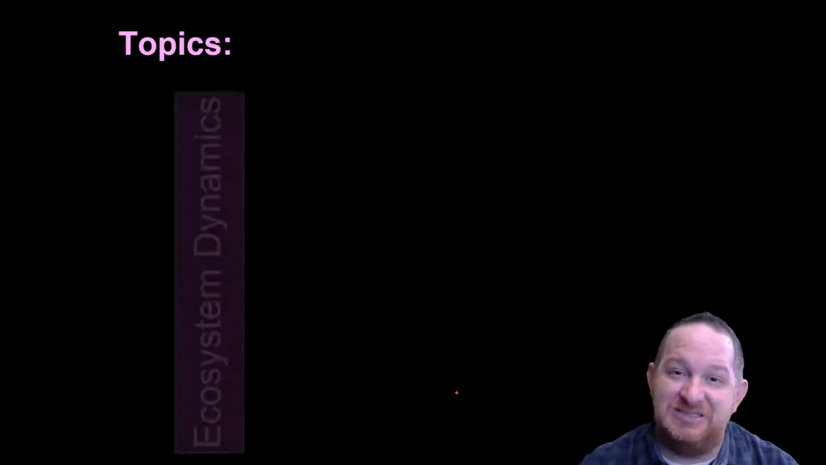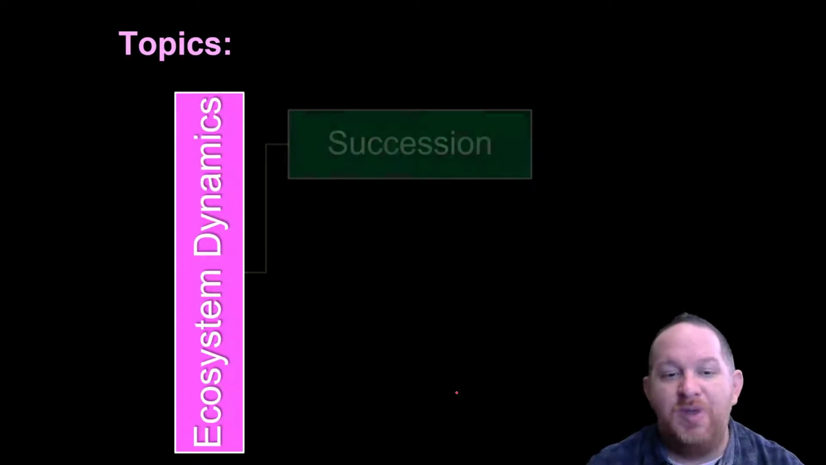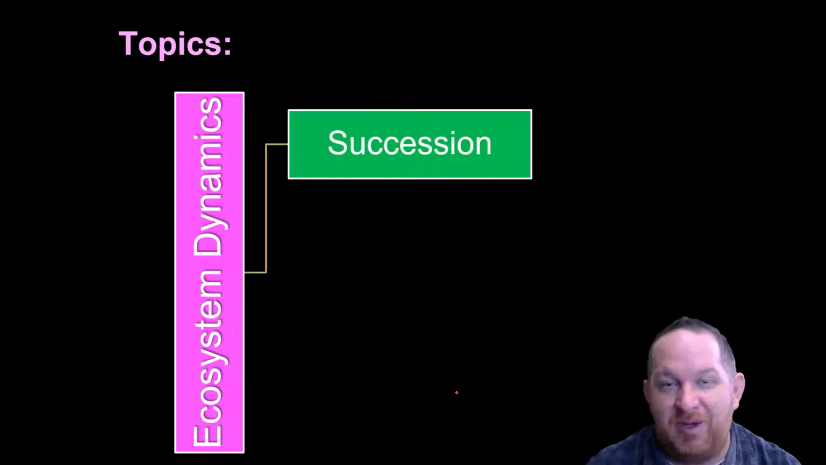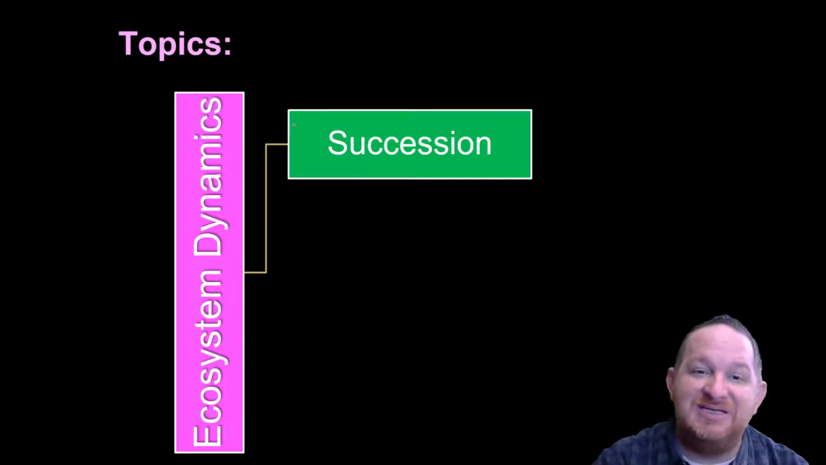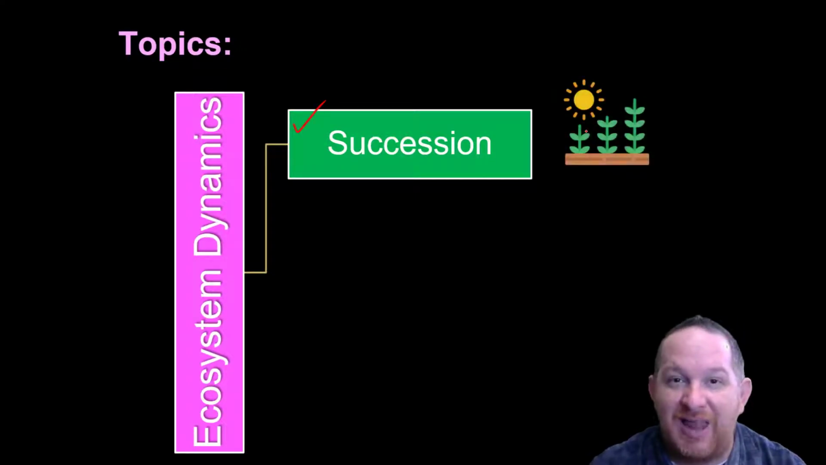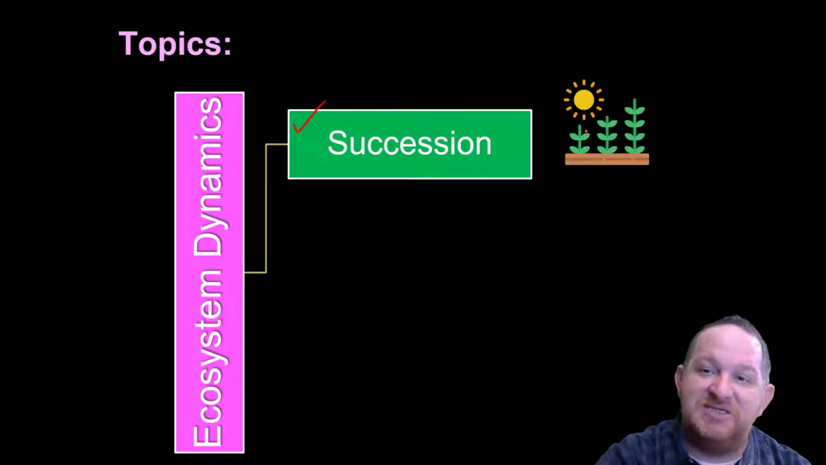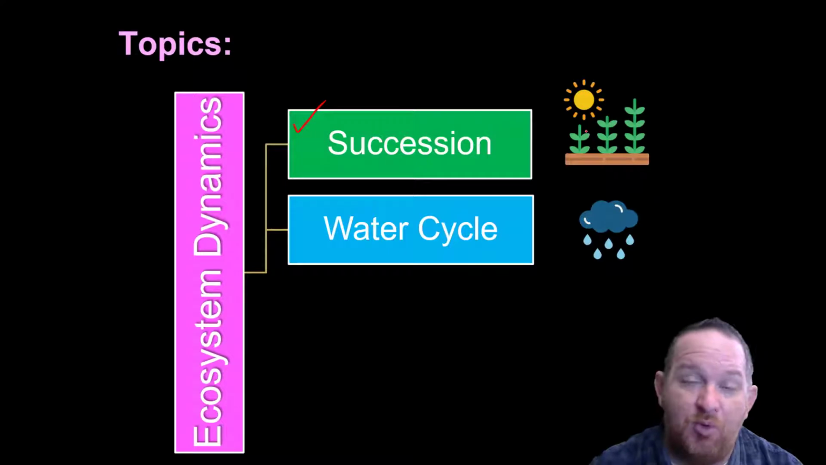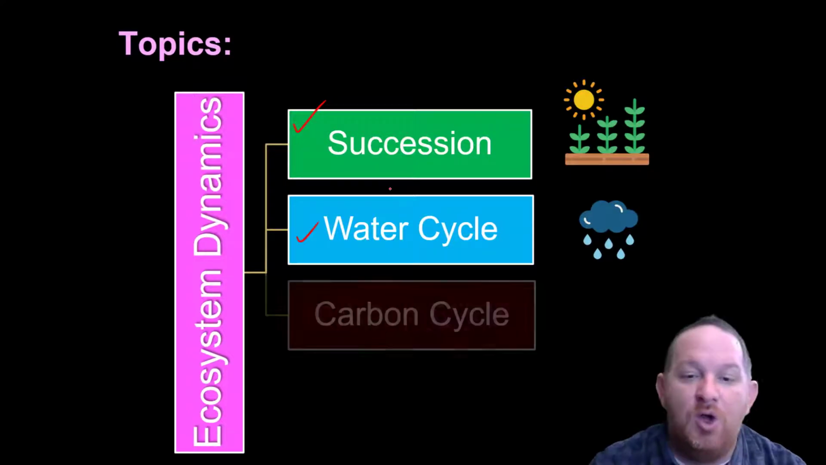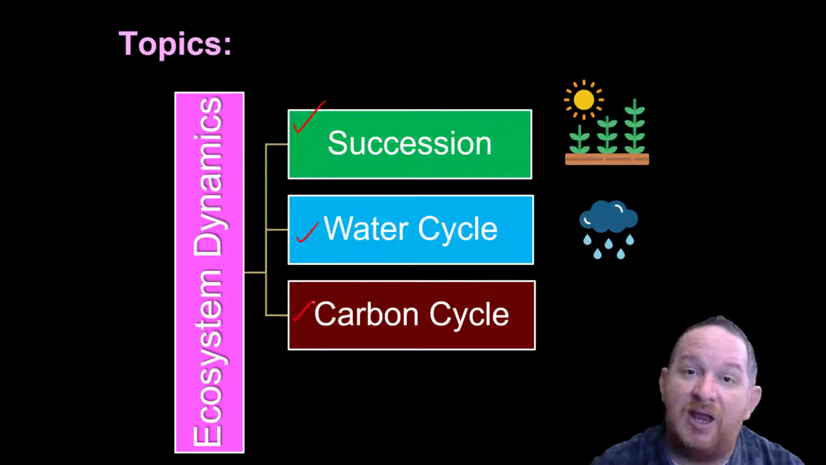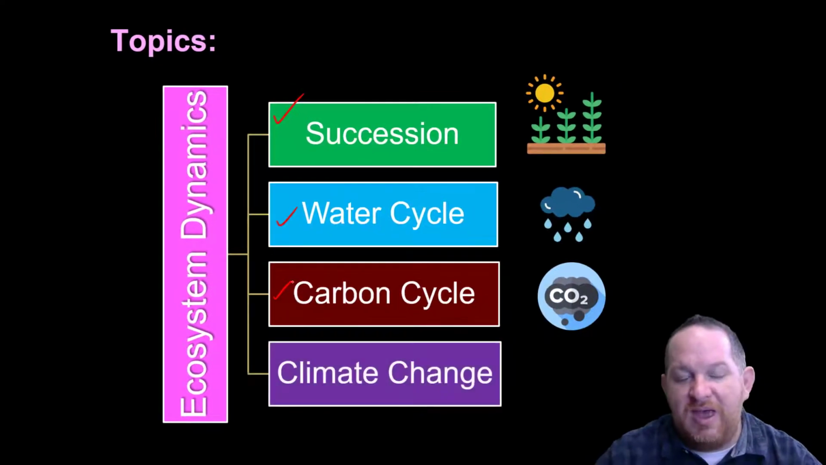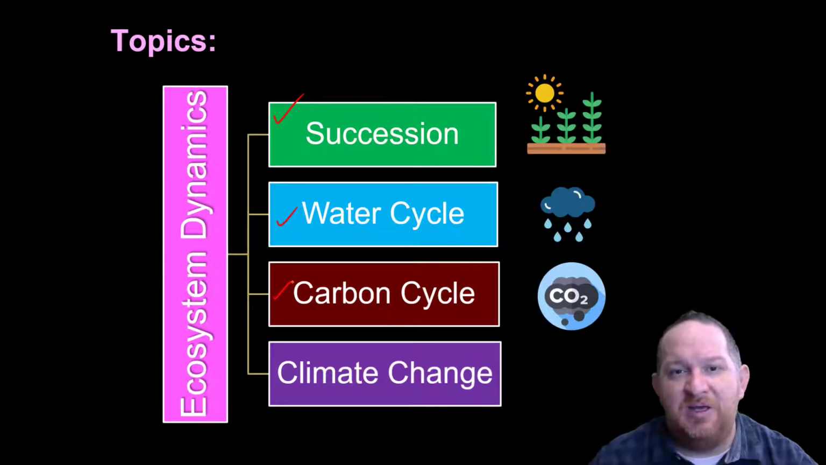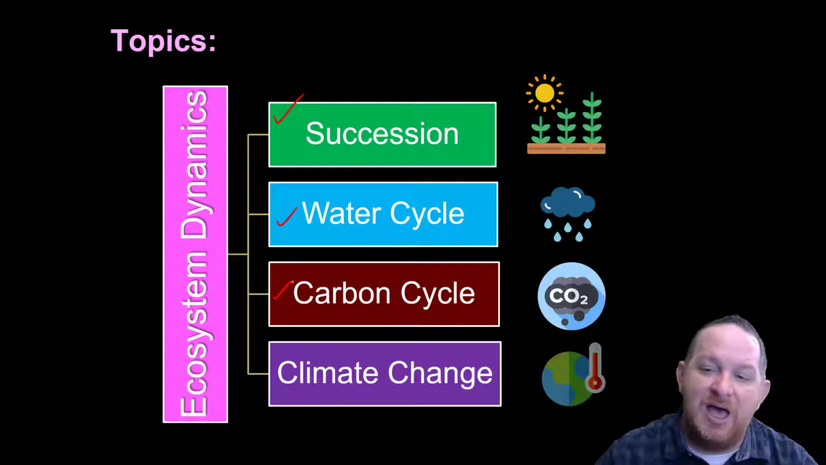So in this video, I want to go over several big ideas and topics. What we're going to look at are what we consider to be ecosystem dynamics. The first thing we're going to look at is succession, how different life succeeds other species of life. We're also going to talk about the water cycle and how important that is to our planet. We'll look at the carbon cycle and how important that is to our planet. And then we'll wrap up with a discussion that is very relevant to today, that is climate change.